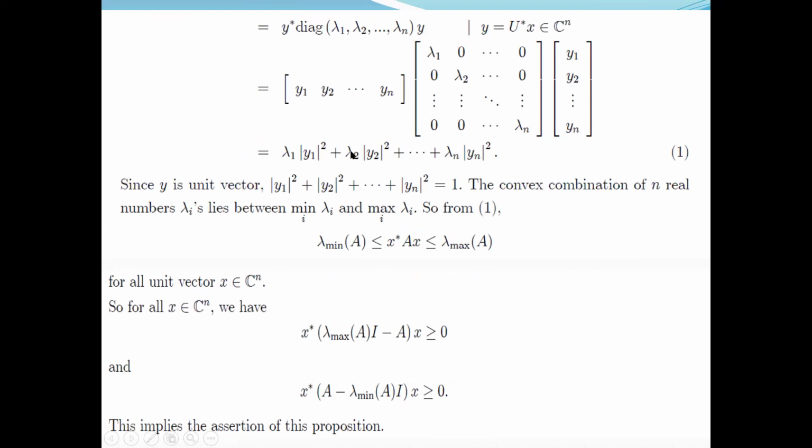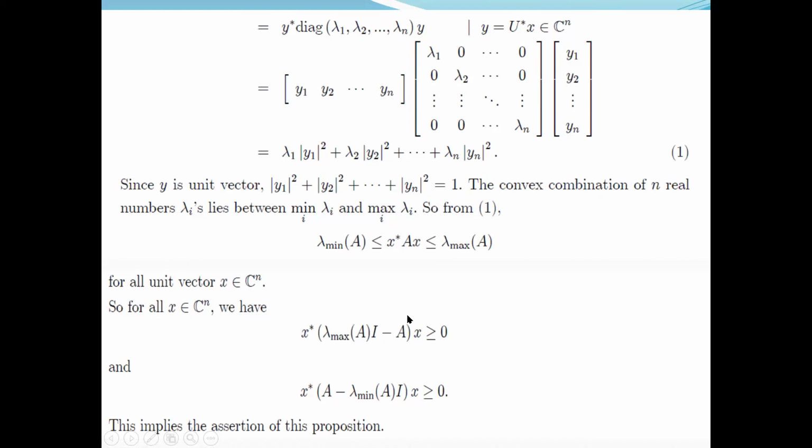expression, and then on calculating, we have this convex combination of eigenvalues. Yes, sir. And we know this convex combination of eigenvalues lies between the minimum and largest eigenvalue. So this is true. Now here multiply with X star X, because X star X is 1. So taking common, we have X star (lambda maximum I minus A) X is non-negative, and also X star (A minus lambda minimum I) X is non-negative for all X belonging to C. And we have taken this to be a unit vector. We can also divide both sides by X star X, so this is true for all X belonging to Cn.